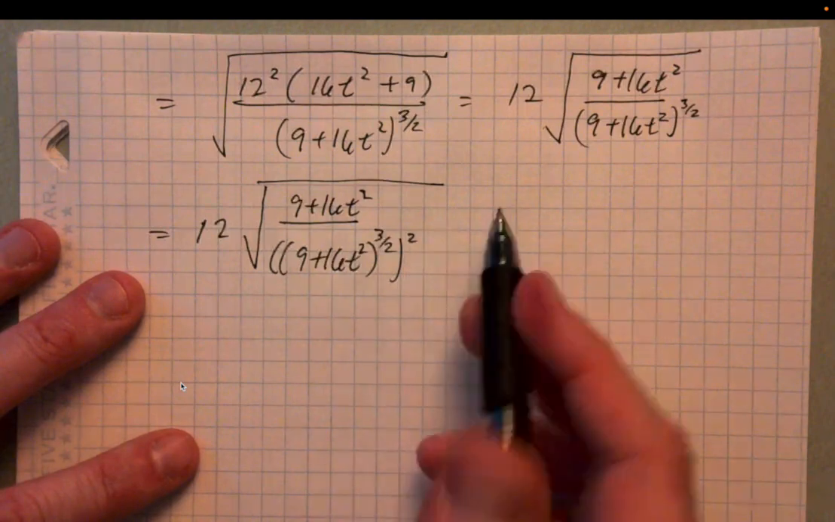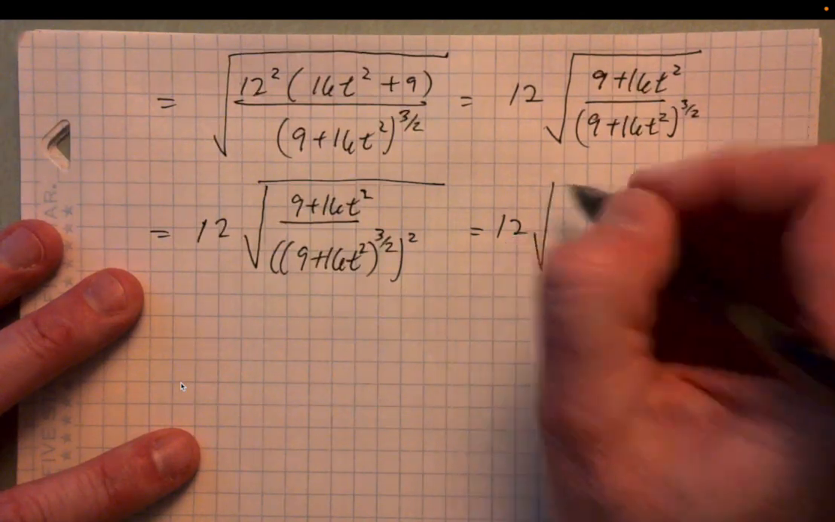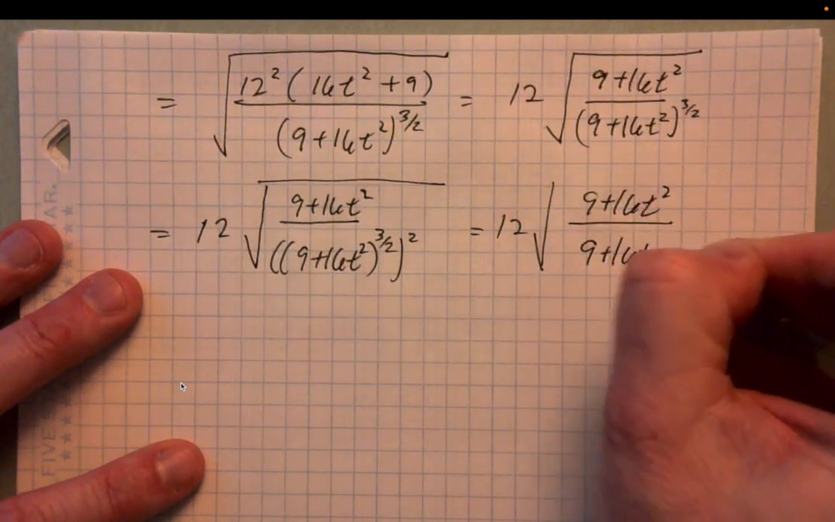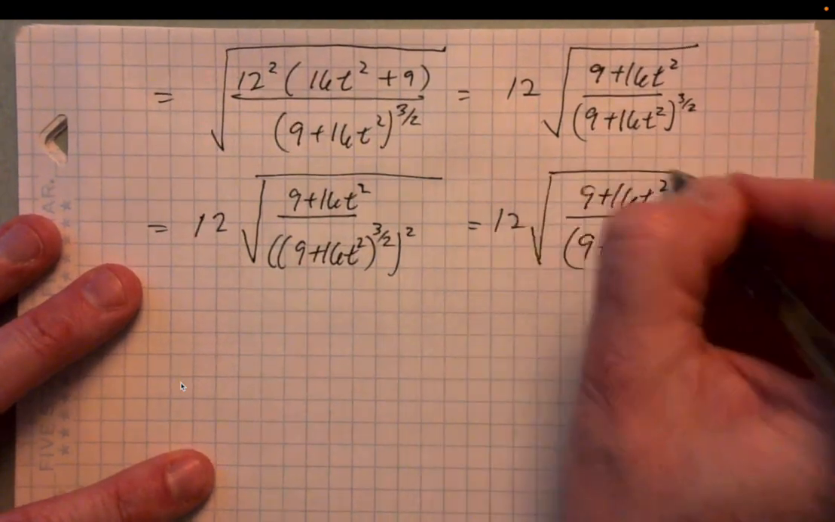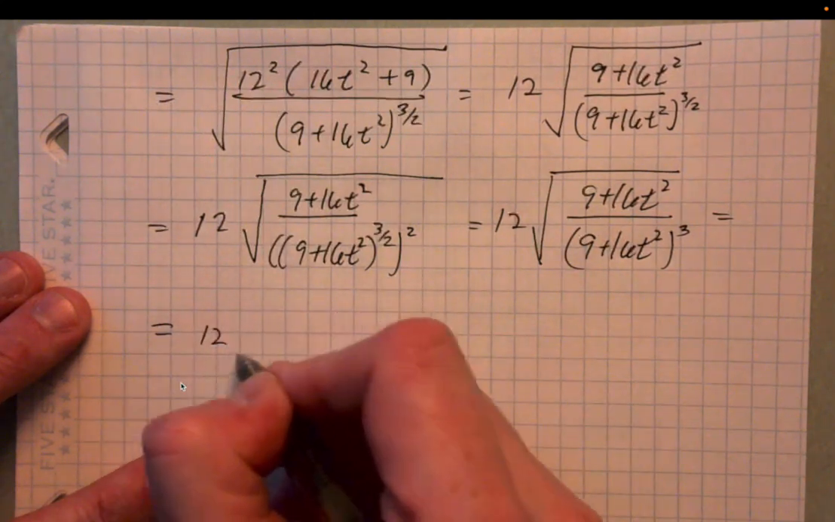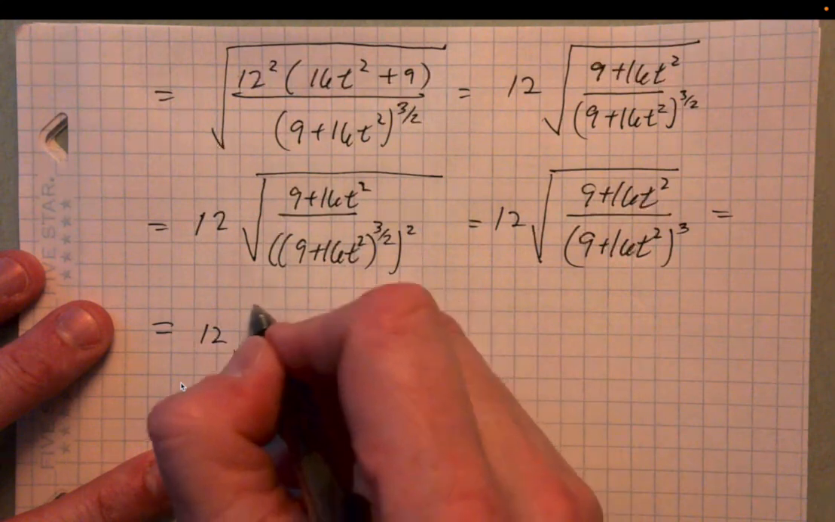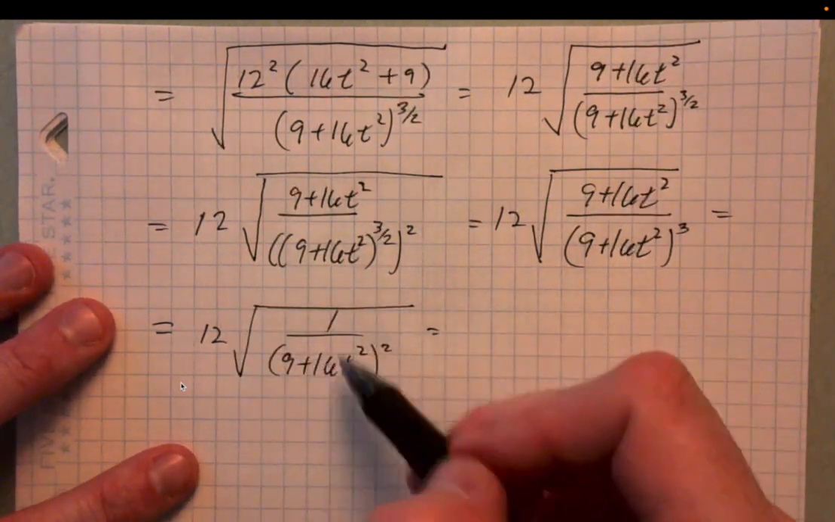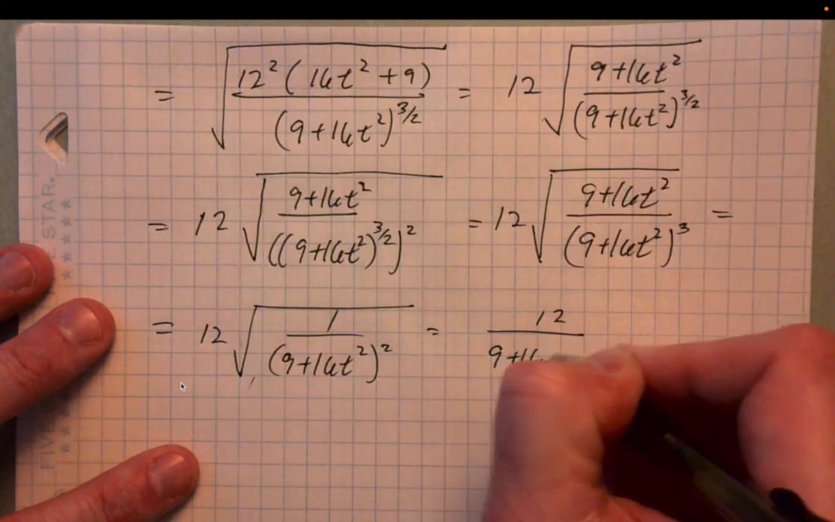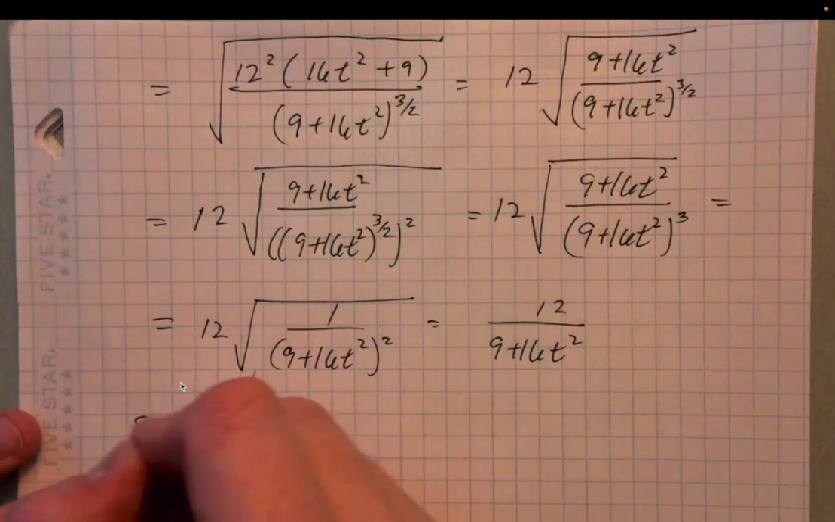Okay, and what's the advantage of that? Well, the squares cancel, right? And so this becomes 12 over the square root of 9 plus 16t squared over 9 plus 16t squared cubed. All right, and that is just 12 times the square root of 1 over 9 plus 16t squared, squared. And I think the best way to write that is, you've got the square root of something squared, so this is just 12 over 9 plus 16t squared. So it wasn't clear that it was going to simplify that dramatically, but it does.